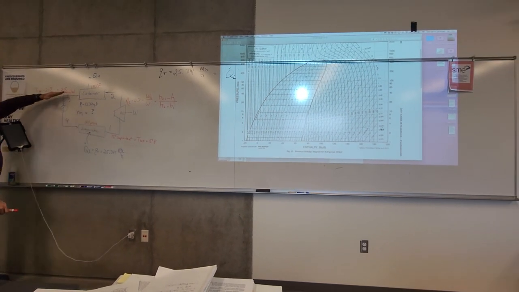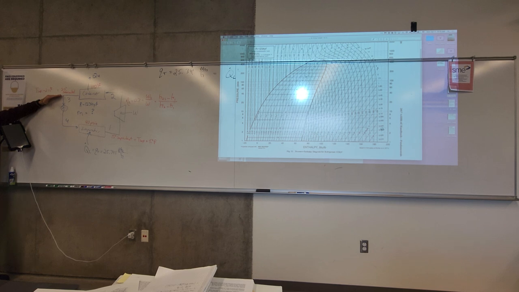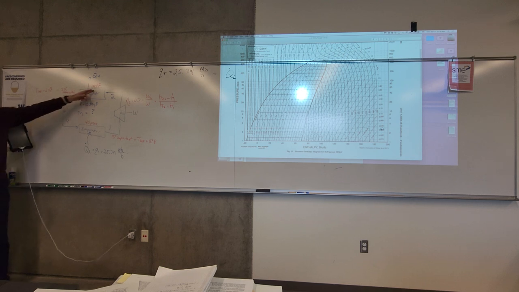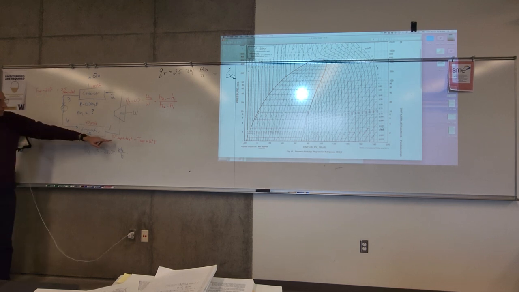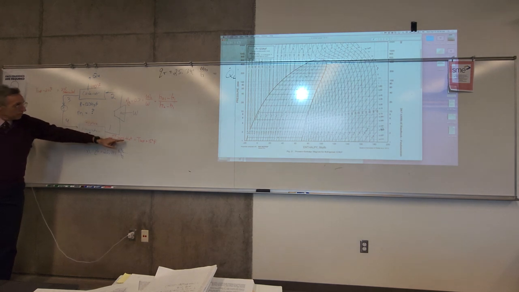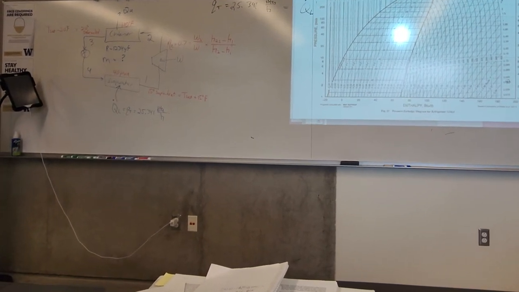And then for our condenser, we're going to come out not as saturated liquid as we would on the ideal condenser, but as subcooled, which means the saturation temperature minus 20, 20 degrees below the saturation temperature. The saturation temperature is 110 because that's the temperature of phase change. So this is going to be 90 degrees here. And we'll have to figure out from the chart what the temperature is there.